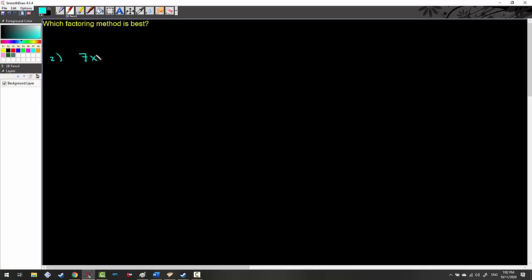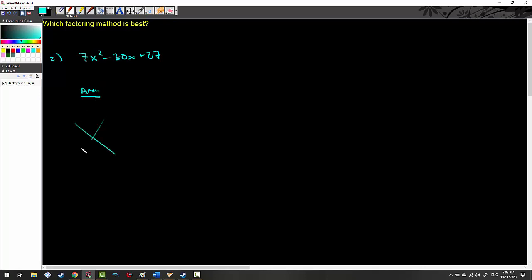So here we go, 7x squared minus 30x plus 27. So we're getting a little more serious here. There's a number in front of the x squared. Luckily it's prime, and then now we have a minus and a plus symbol happening here. So again, we'll go and do the area model. We'll start off with the area.